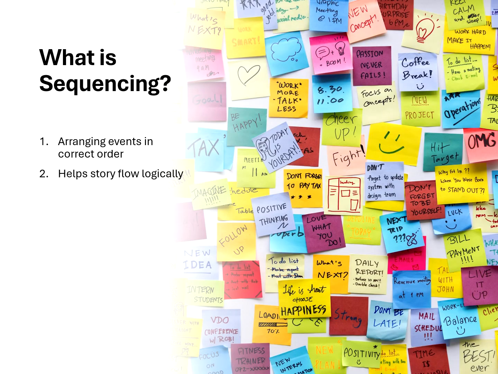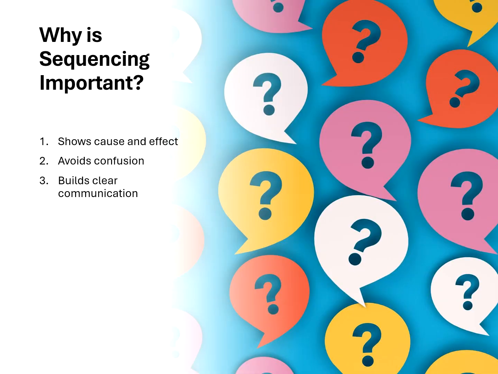Sequencing means putting the events of a story in the right order. This makes the story easy to understand and enjoyable to follow. When we sequence correctly, each event connects naturally to the next. Without sequencing, stories can become confusing or incomplete.